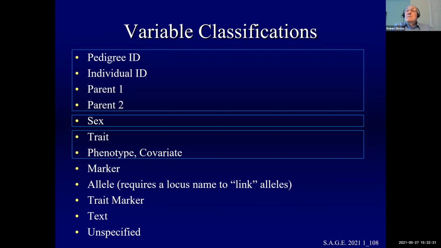Then you have markers, and you have alleles, and it requires a locus name to link the alleles, and you can have what is known as a trait marker. We'll discuss that a lot later on, because for a trait marker, first of all, you've got to remember all markers are really phenotypes. You never know the genotype of a marker. So it's a special kind of trait in a way, because it's something you observe, and so we call it a trait marker. Then you can have text and other unspecified material.